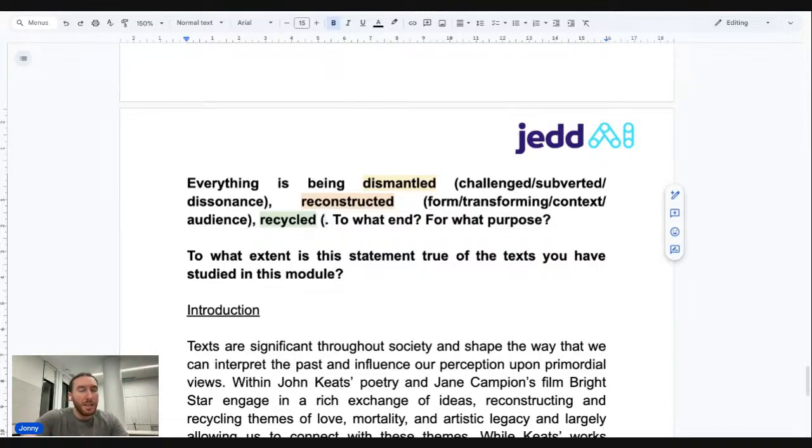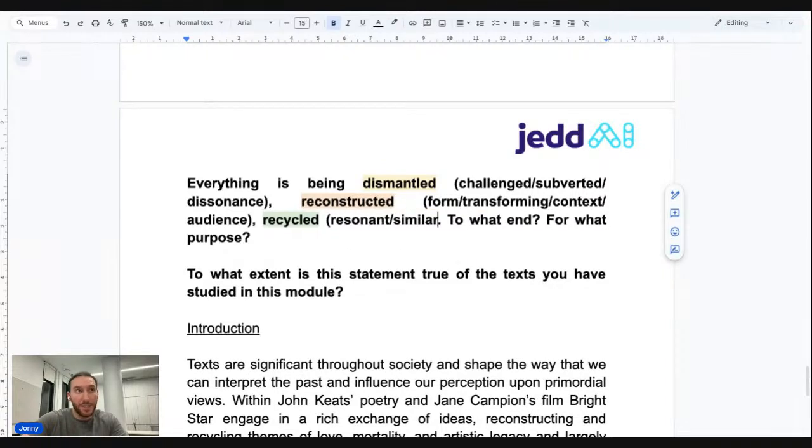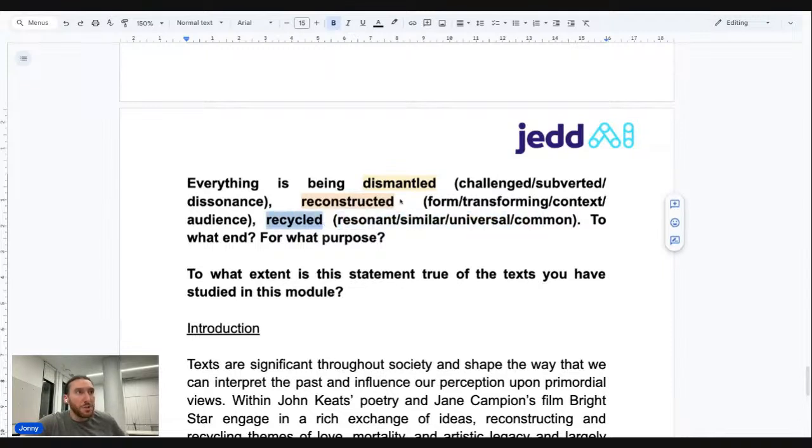Now, recycle. If you recycle something, maybe it has resonance. Maybe it's a similar theme, a similar idea, right? So anything that's resonant, anything that's timeless, a universal idea that is common across both texts, well, then we use recycle. What are the similarities between the texts? So just going through that exercise there, I've now got a few related terms that will help guide my use of these 3 key terms that were all bundled together. And that's a really key way of thinking about breaking down a question.